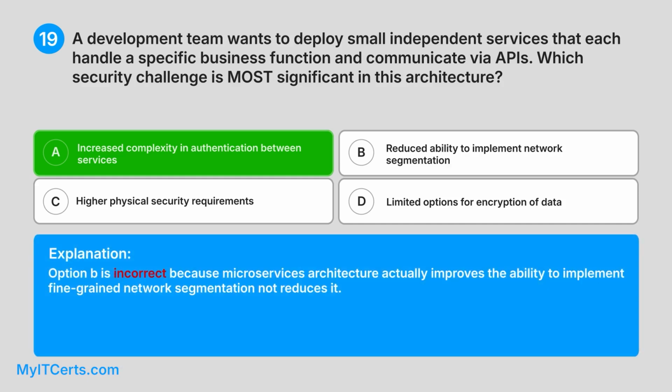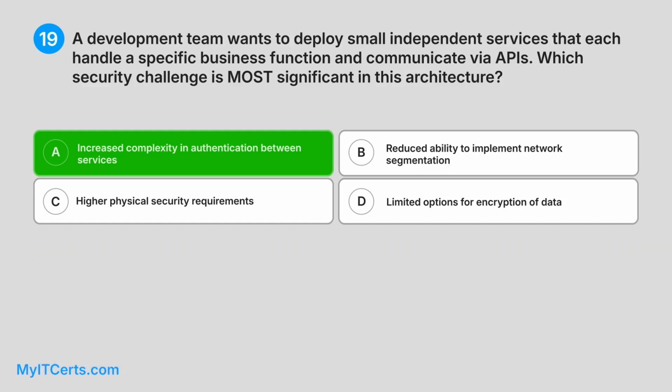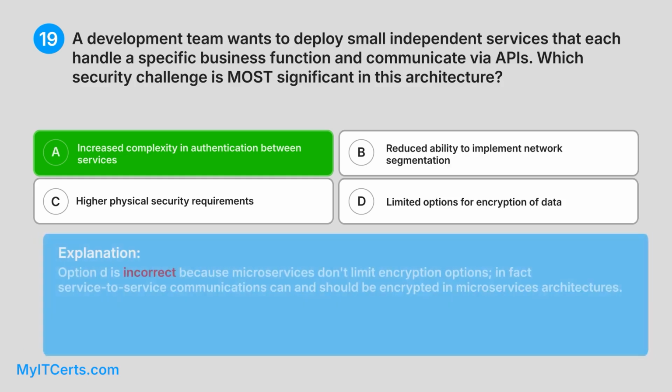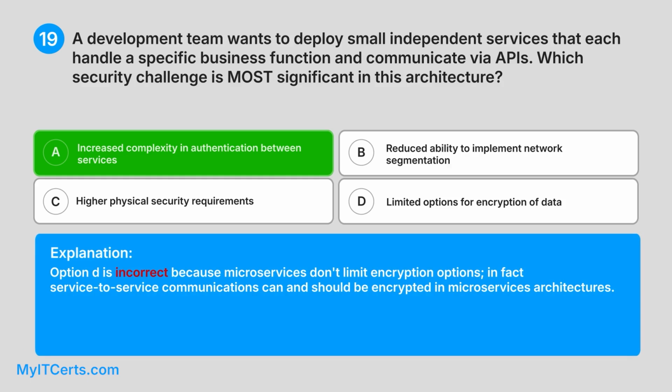Option B is incorrect, because microservices architecture actually improves the ability to implement fine-grained network segmentation, not reduces it. Option C is incorrect because microservices architecture doesn't inherently increase physical security requirements compared to other architectures. Option D is incorrect because microservices don't limit encryption options. In fact, service-to-service communications can and should be encrypted in microservices architectures.